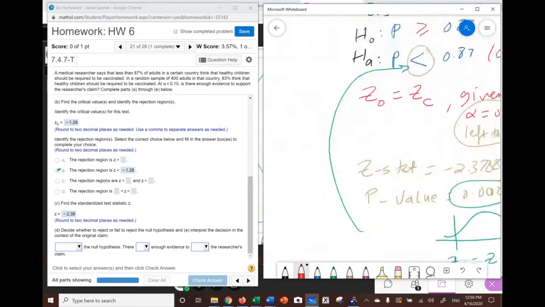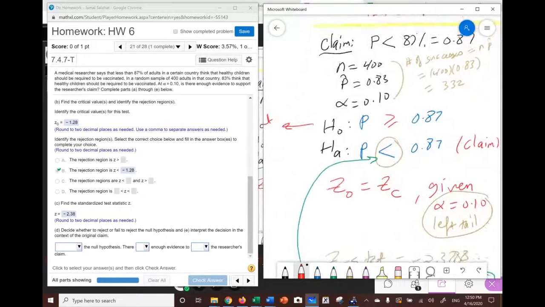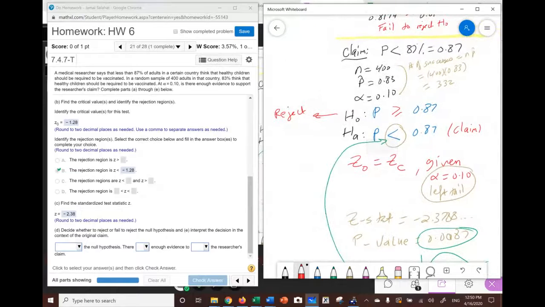Let me go back to my claim on my statements in here. Here's my statement. Here I'm going to write reject. But notice that this is not my claim. My claim is the second one. So the second one is fail to reject. So this is my decision, to reject H0 and not reject the claim. So decide whether to reject or fail to reject the null hypothesis. In this case, we will reject the null hypothesis. So if you reject the null hypothesis, there is or is not enough evidence to reject or support the claim.